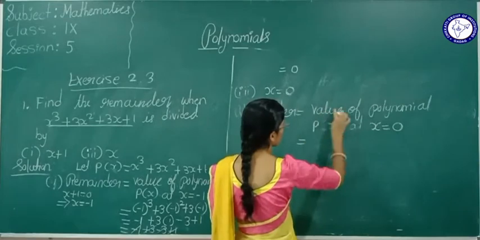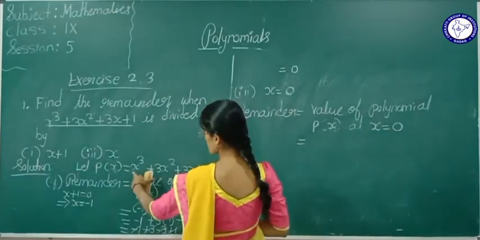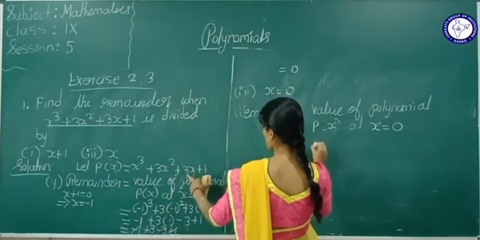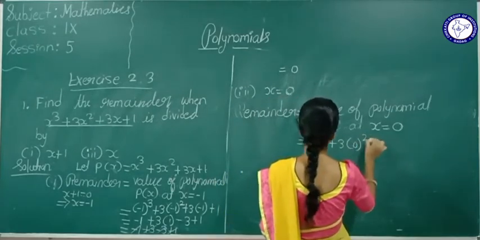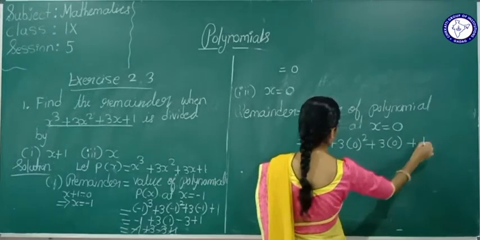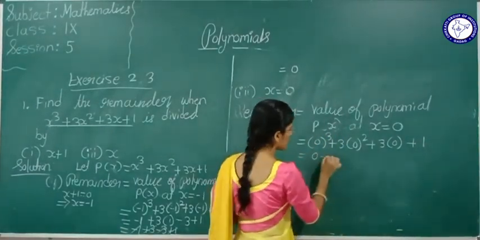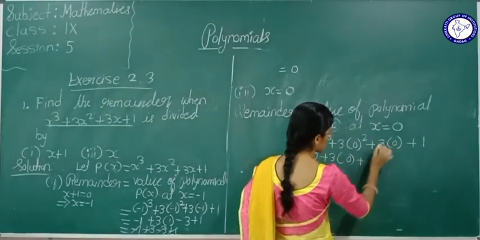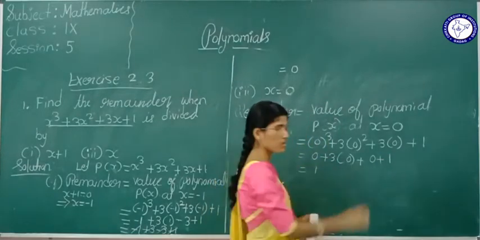Now see, value of polynomial p of x at x is equal to 0. So in this polynomial, where x is, put 0. So substitute 0. 0 multiplied by 3 times is 0 only, plus 3, 0 multiplied by 2 times is 0, plus 3 into 0 is 0, plus 1. The answer is 1.